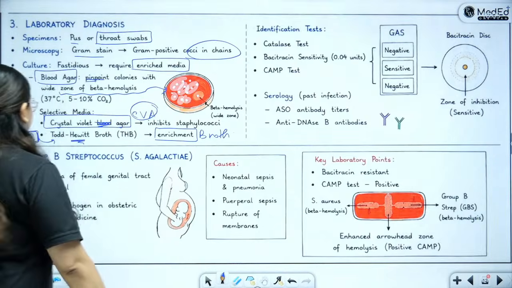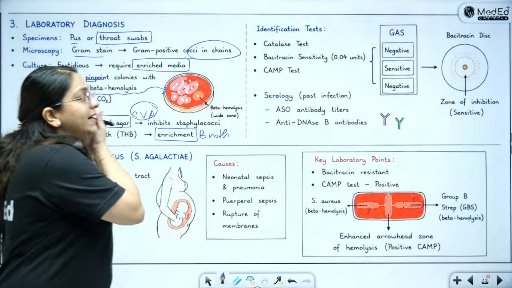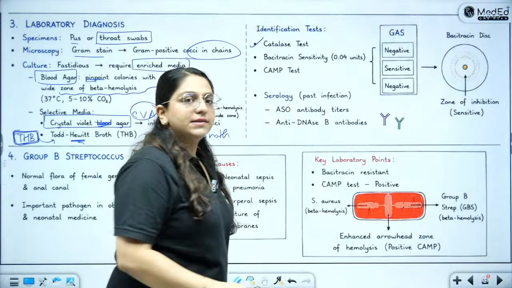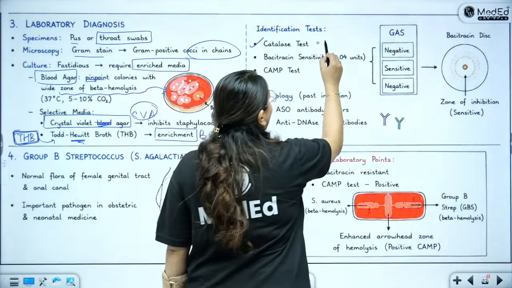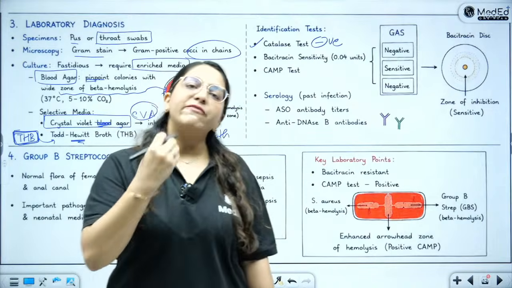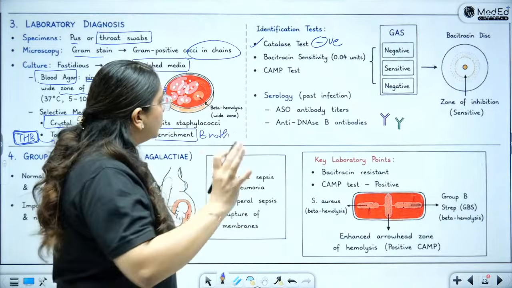Done. Now let's talk about identification tests. What identification test will we do? Catalase. What will catalase be? It has to be negative. Otherwise, it will fall out of the Streptococcaceae family only. So, catalase as a rule is going to be negative.